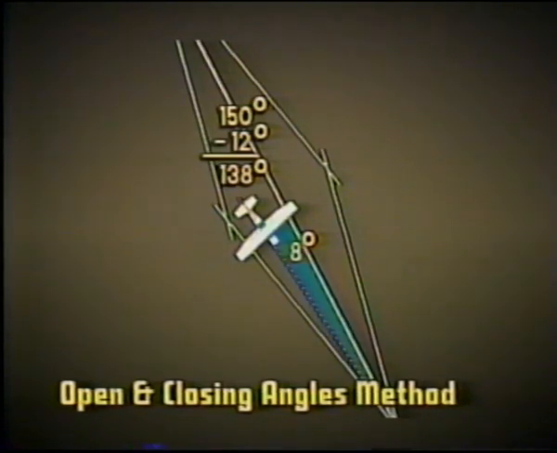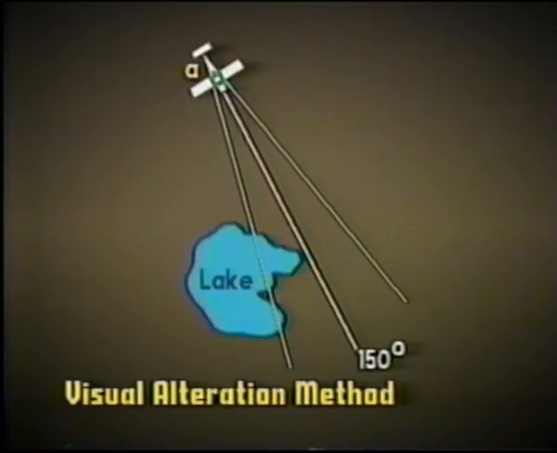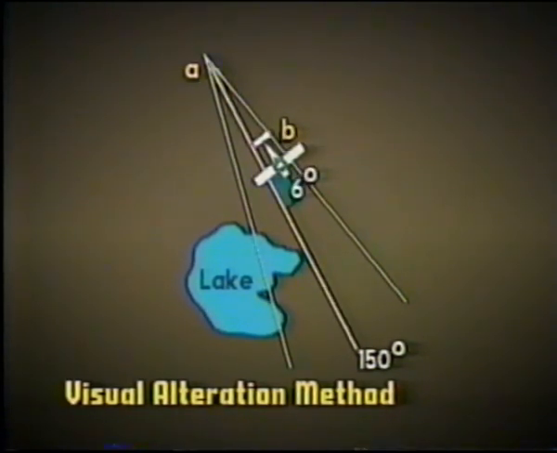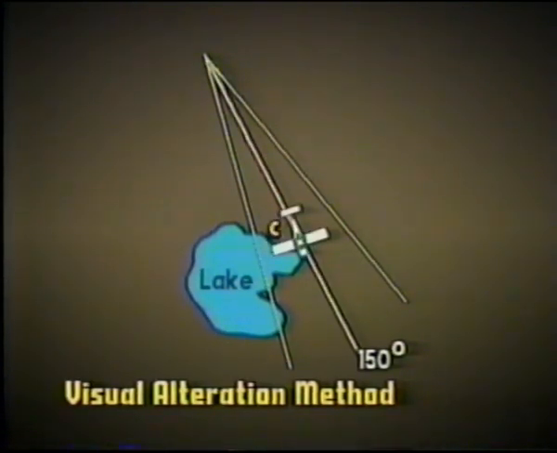amount to the left. Again, if your heading was 150 degrees, subtract 12 degrees, which gives you a new heading of 138 degrees. The third method of getting back on track is the visual alteration method. Use this method if you can positively identify a landmark on the required track. In the example, your heading is 150 degrees. At point B, you notice a track error of about 6 degrees. You then fly to the positively identified landmark at C. To maintain the required track, you now alter your heading to 156 degrees.